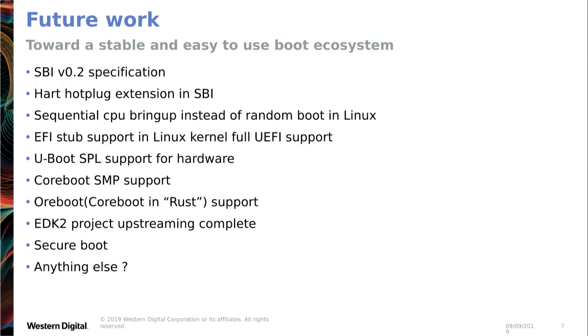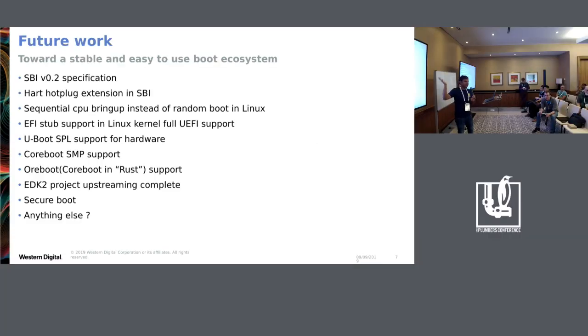It's all about what is pending, ongoing work, future work, and some work that nobody's doing. So yeah, the 0.2 specification, the spec is more or less finalized. The patches are in the mailing list. There are a few comments, so I need to go and address them. Same thing as the hot plug extension, since we just discussed, we rename it into hart state management and then revise the spec and then go and implement once we have 0.2 implemented and at least reviewed in the mailing list. Then once that's done, next step is the sequential CPU bring up instead of all random jump in Linux.